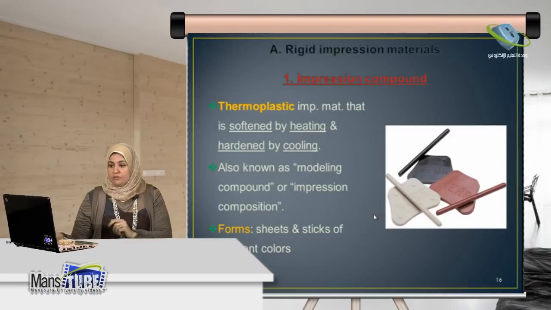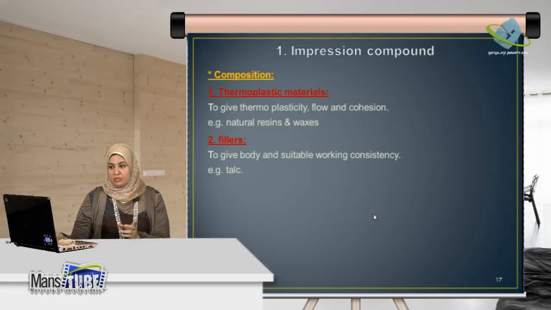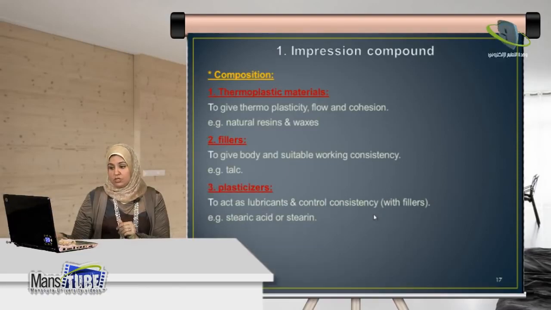The composition of this material consists of thermoplastic materials. This gives the thermoplasticity which we talked about. We have some fillers to give body to the material. We have plasticizers to act as lubricants and control consistency of the material. We have coloring agents to give characteristic color.